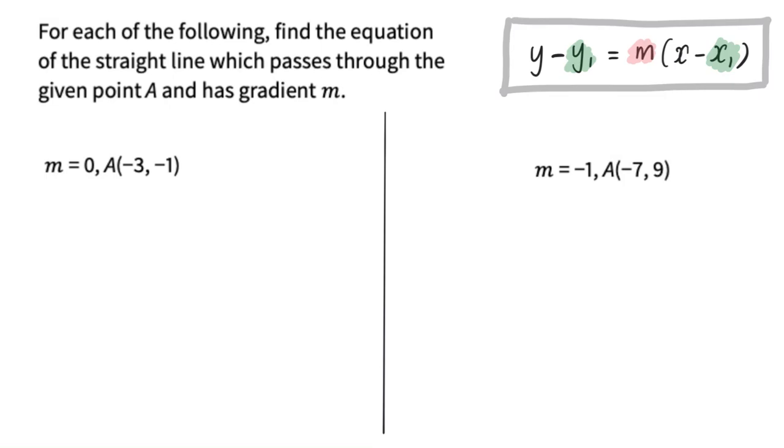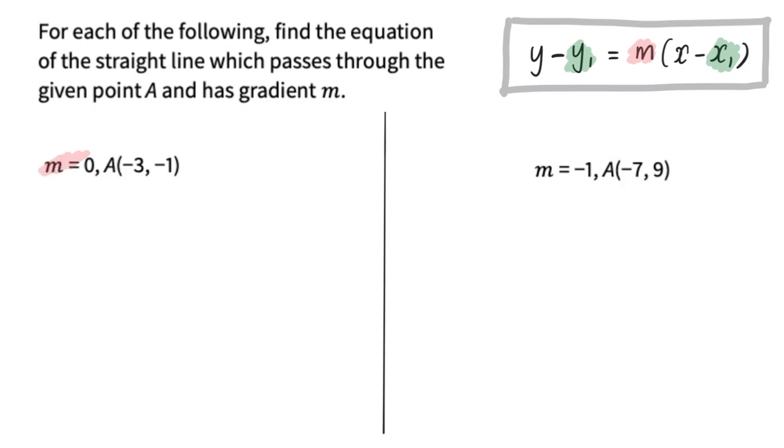Hello everyone, welcome to this example where we are required to find the equation of a straight line when we are given one point. In this case, it's point A and the gradient itself. When we have these two pieces of information, we could actually make use of the equation of a line in this form, y minus y1 equals m bracket x minus x1, as shown in the right hand side of this video, to help us find the equation of the line.